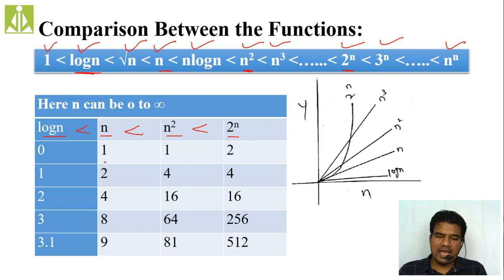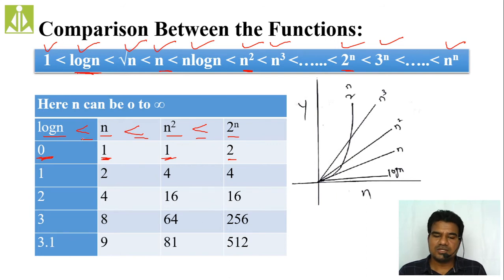So take the n value as 1. Then log 1 is equal to 0, that we know. Log 1 is equal to 0, and n square will become 1 only, and 2 power n, that is 2 power 1, is 2. So as you can see, these are less than or equal to. At some point they will become less than or equal to, but in more cases they will become less than only.